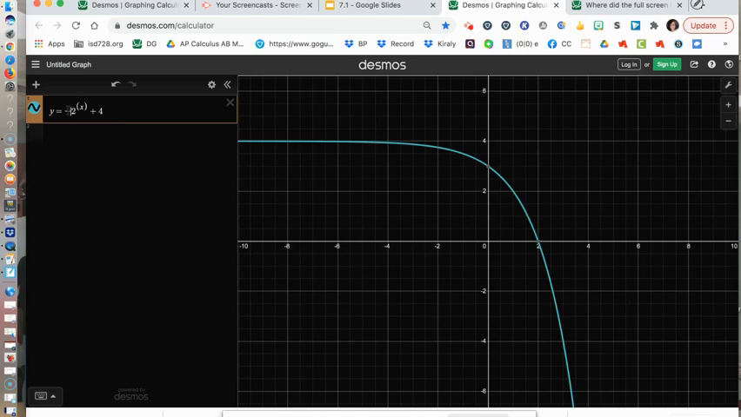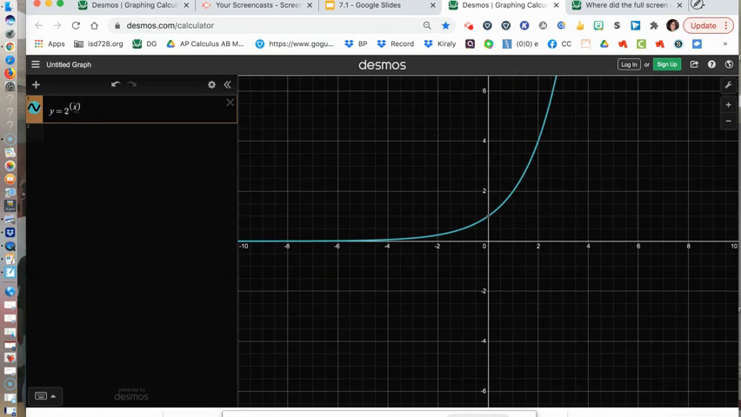Let's go back to the parent function. All right, if you were asked, what is this going to do to the graph? Plus 4 in there with the x, minus 3. You would say it's going to shift it 4 to the left and 3 down.